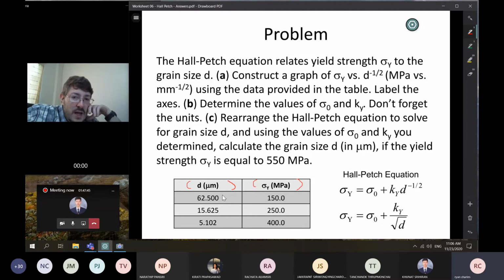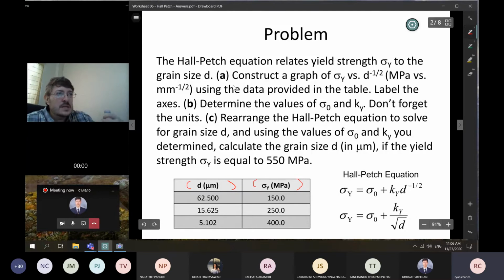So it's Hall-Petch behavior. And it doesn't just happen in metals. It's observed in ceramics and polymers to some extent, though it's not just grain size at that point. So the mechanical properties of materials can depend on grain size, and that depends on how you make the material, how you process it. So the Hall-Petch equation relates yield strength, sigma sub y, to the grain size, d.